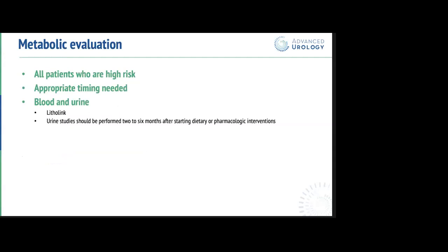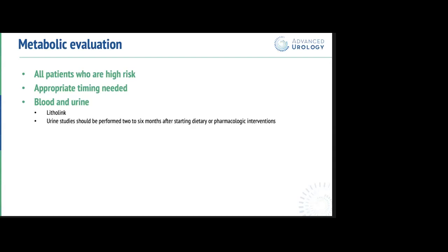These are patients with uncommon composition, so not your typical calcium oxalate based stone. These are also patients who have a family history, a solitary kidney, or people who work in fields where passing a stone may cause dangerous situations to others, such as pilots or bus drivers. And it's important to time the metabolic evaluation.